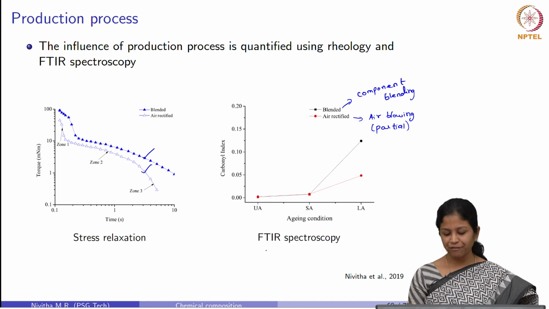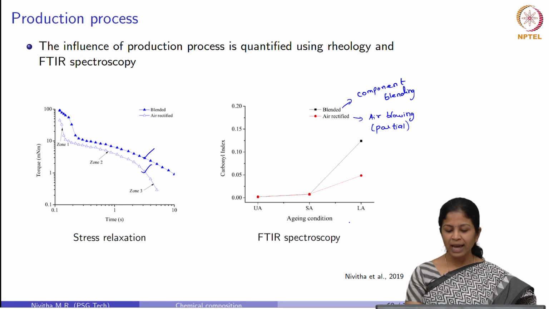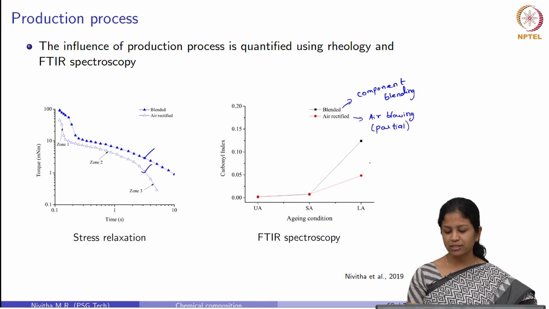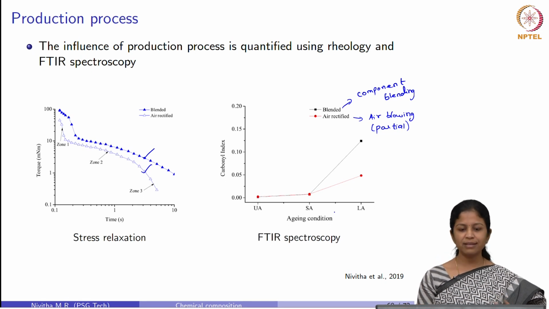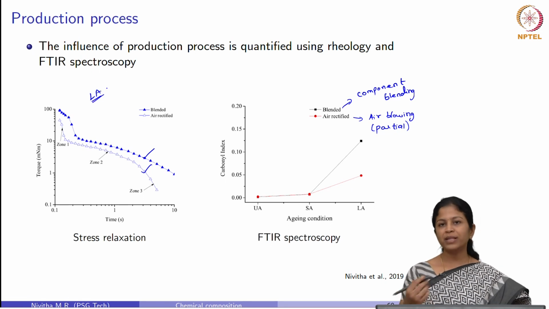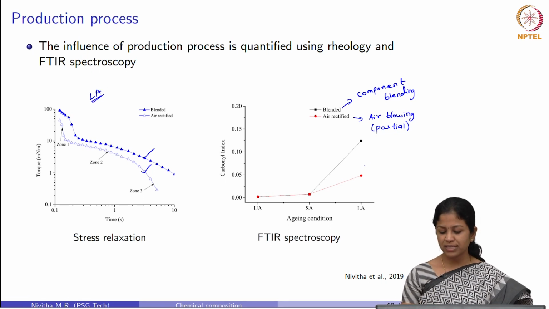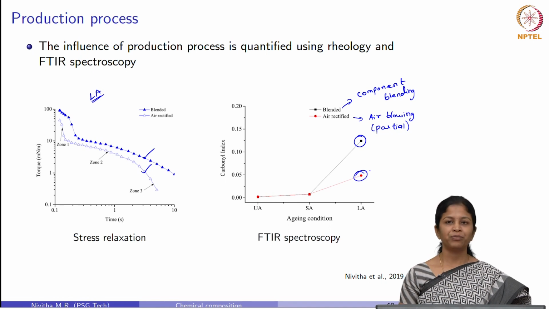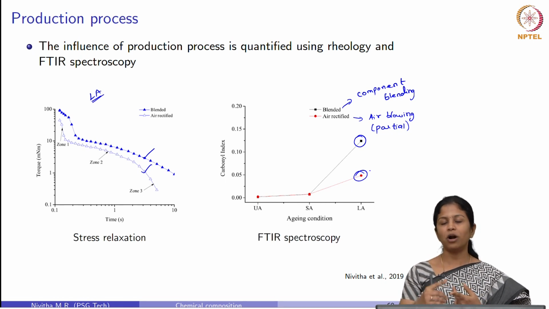So for that, FTIR spectroscopy was performed and the carbonyl index was calculated in unaged, short-term aged and long-term aged condition. Again, this stress relaxation corresponds to long-term aged condition. In the long-term aged condition, it was seen that the blended bitumen has more carbonyl index compared to the air rectified bitumen. What this carbonyl index means, we will discuss when we talk about aging.